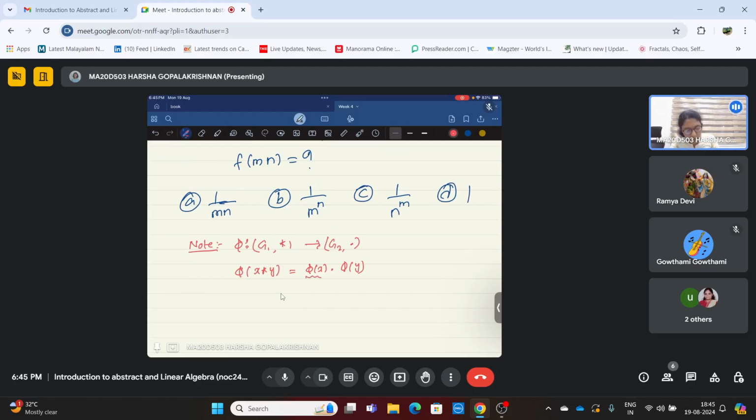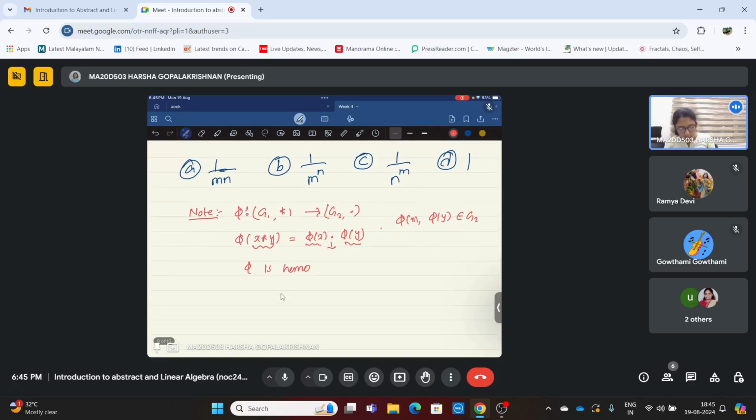So phi of x and phi of y are elements of G2. So between them, what should be the operation? The operation in G2, that is the dot operation. But x and y are coming from G1. Before applying phi, we are taking x and y from G1. So here the operation is star. So what homomorphism says is, if we apply the operation star first, then apply phi, it should be equal to phi x dot phi y from the second group. If this condition is satisfied, then phi is a homomorphism.